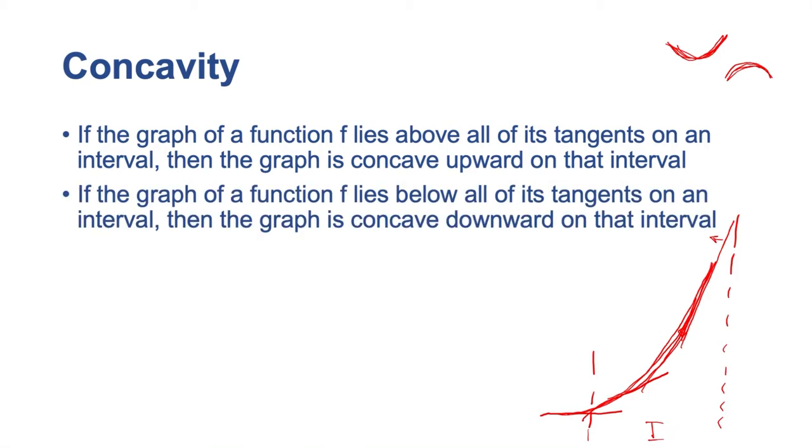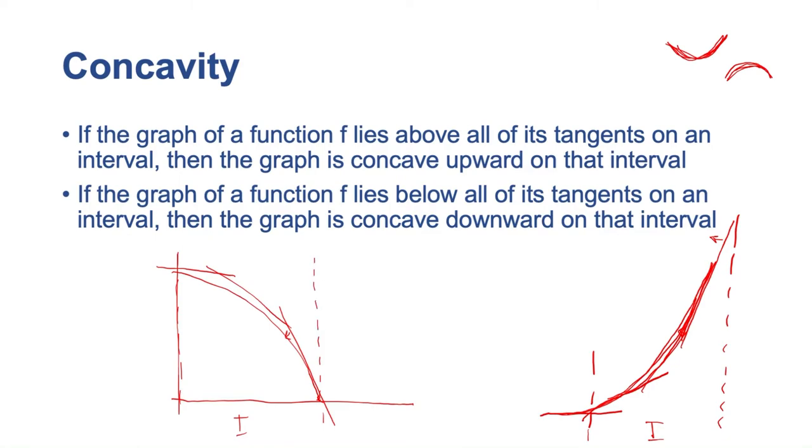Now likewise, if a function f lies below all of its tangent lines on an interval, then the graph is concave down on that interval, or concave downward. So what do I mean by that? If I have a graph that looks something like this, and I have all of my tangent lines, these aren't really very well drawn, but they're tangent lines. And as you can see, my function is below the tangent line. So if I define this interval I here, between here and here, then my function would be concave downward on that interval. So that's a brief description of concave upward and concave downward.